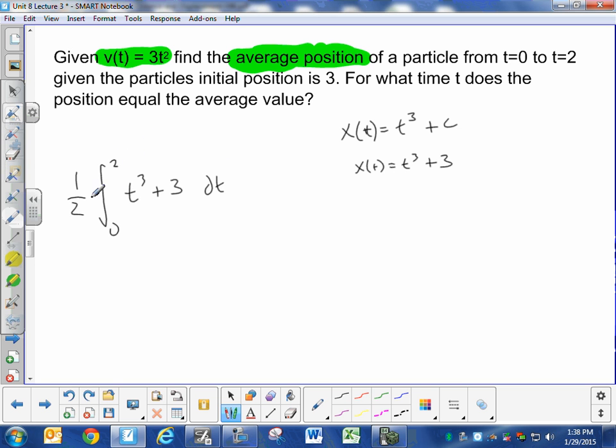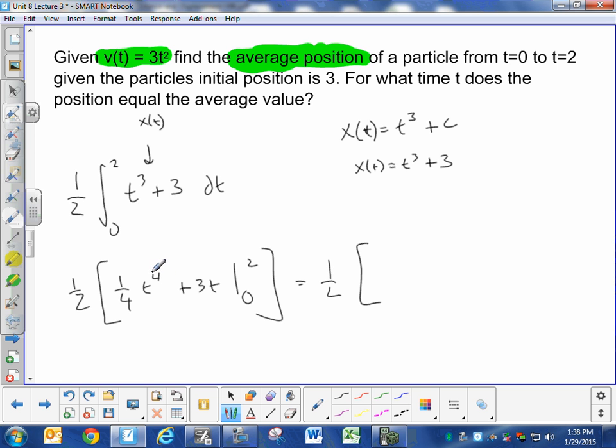Now, this is the average position. If I wanted to calculate this without a calculator, I could. It would just be the change in the antiderivative, 1/4 t to the 4th plus 3t, from 0 to 2. That doesn't mean I'm finding the average of this antiderivative; I'm still finding the average of my position. So 2, 4, 8, 16 divided by 4. This is 1/2 times, 2 to the 4th is 16, divided by 4 is 4, plus 6 minus 0. That's 5.